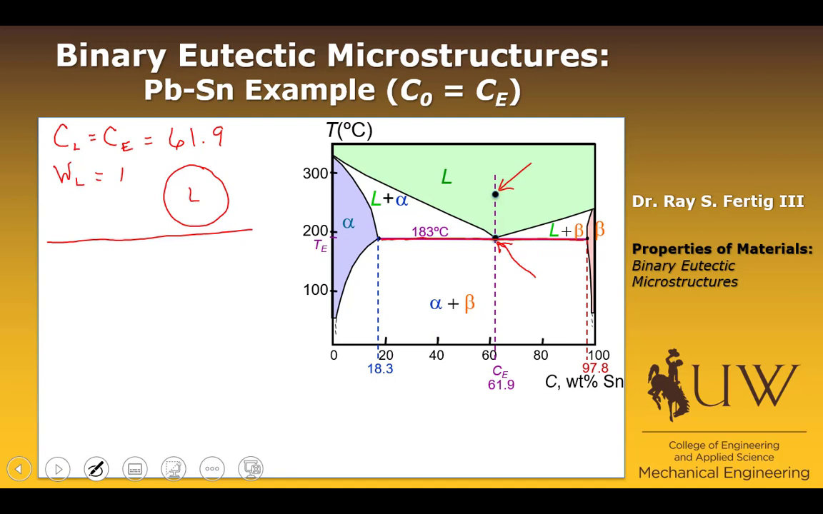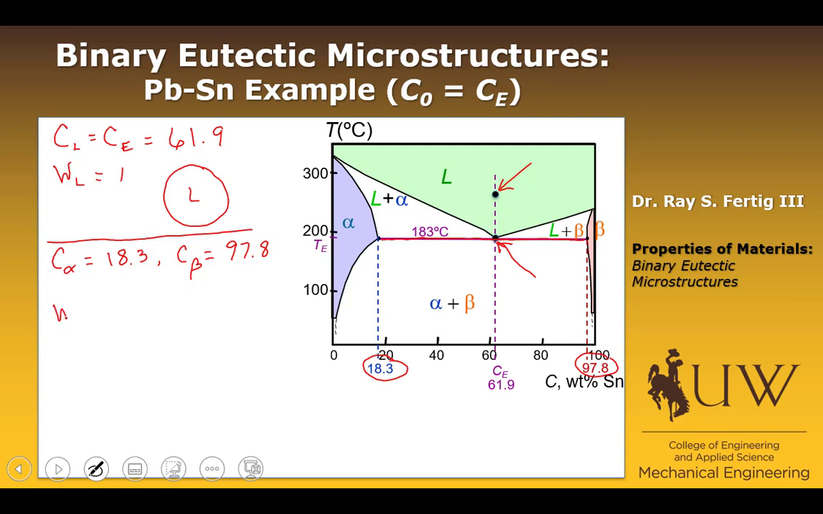And so we've projected the tie line intersects alpha at 18.3, intersects beta at 97.8. So we can just look at the tie line and write down the composition of these two phases, alpha and beta. The composition of alpha is going to be 18.3 weight percent tin, and the composition of beta is going to be 97.8 weight percent tin. Okay, so we can use these quantities now in the lever rule to figure out the weight fractions of each phase.